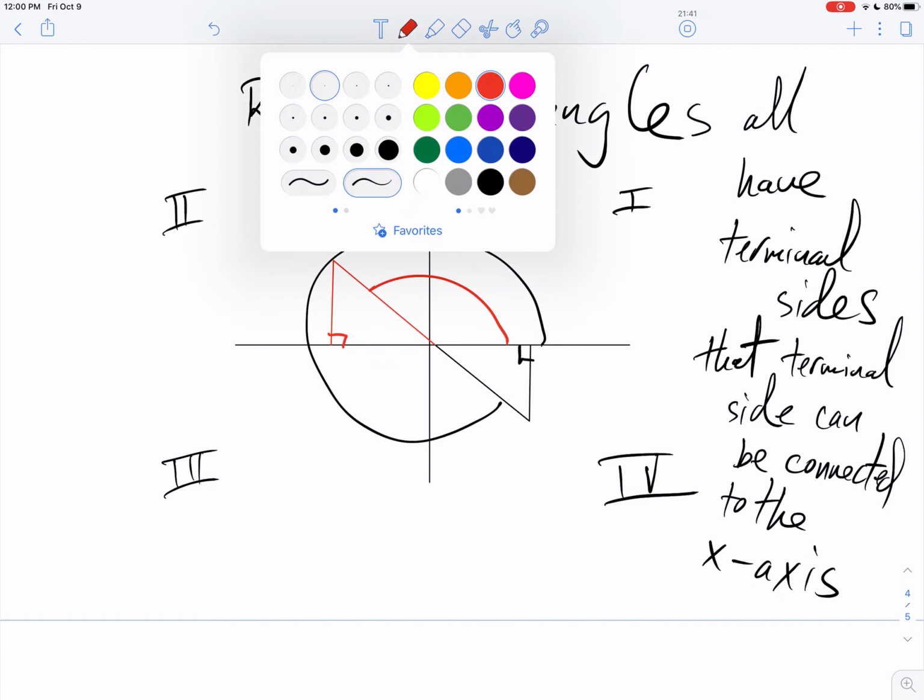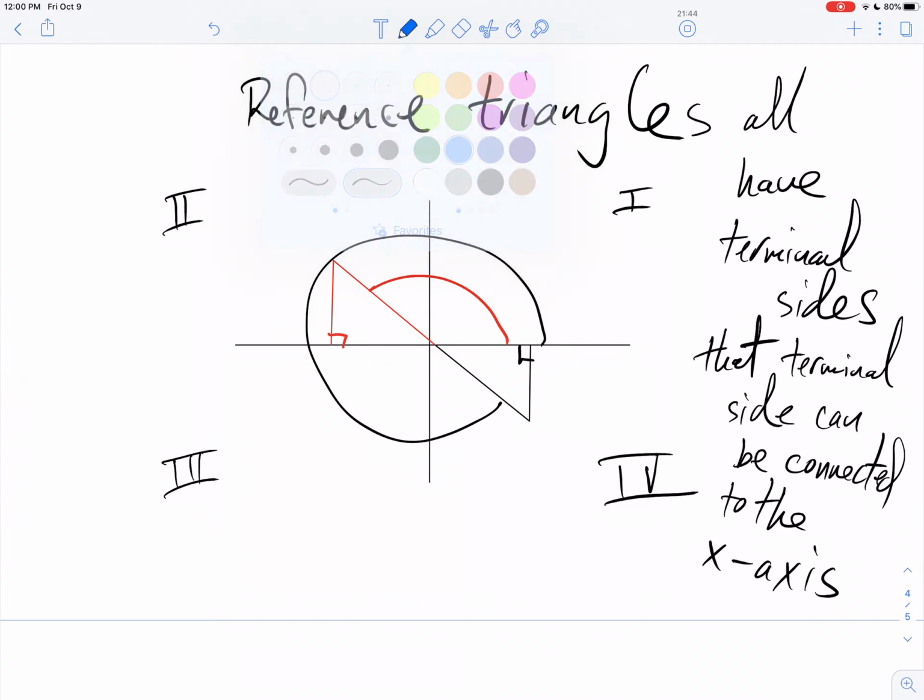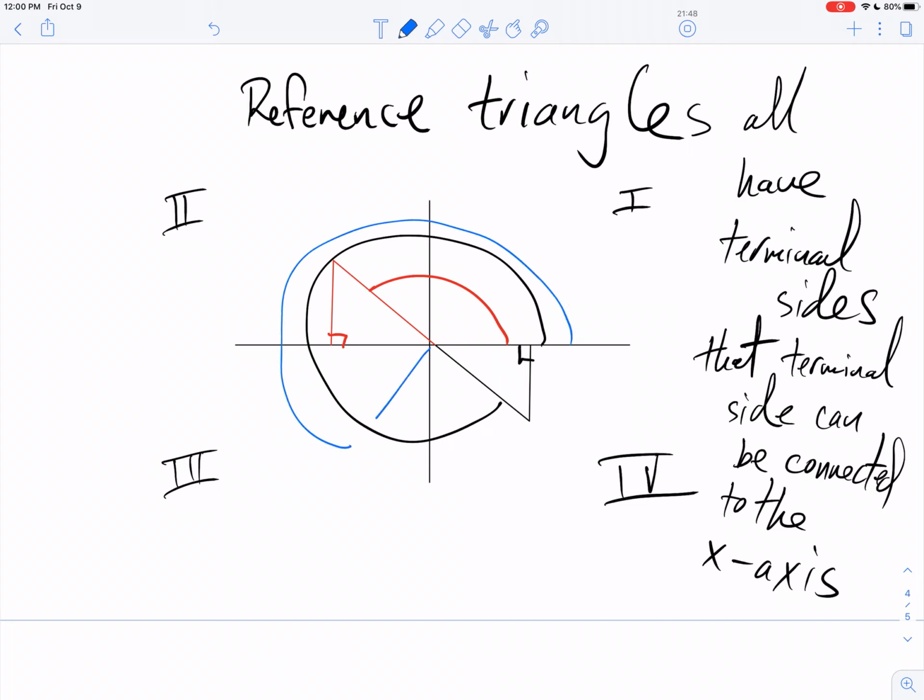Hang on. I'm trying to get a different color pen. I could draw an angle with a terminal side connected to the x-axis. I've got myself a reference triangle, okay?